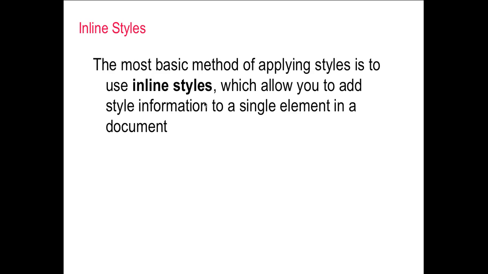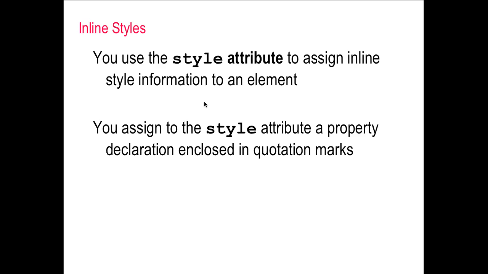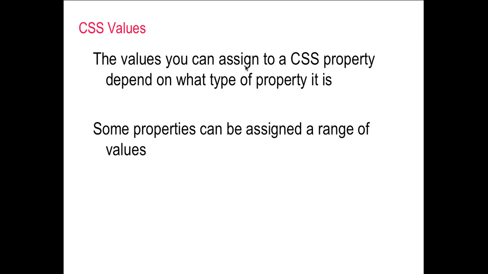Inline styles. The most basic method of applying styles is to use an inline style. We've seen this already, actually. It allows you to add style information to a single element, using the style attribute. So use the style attribute to assign inline style information to an element. You assign the style attribute a property declaration enclosed in quotation marks. And then we have the CSS value. The values that are assigned to the CSS property depend on the type of property. So the values are going to be in key, value, attribute kind of pairs.